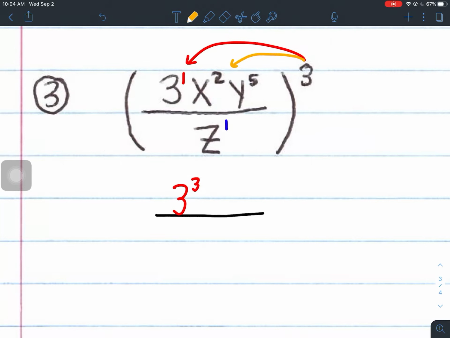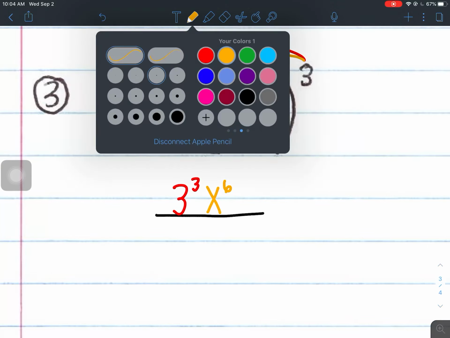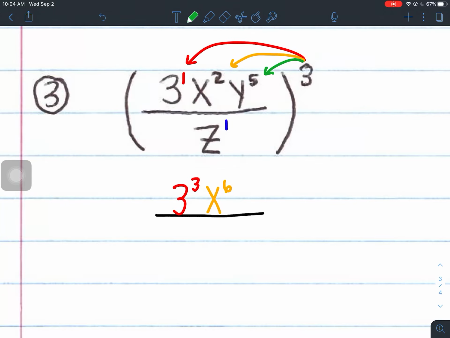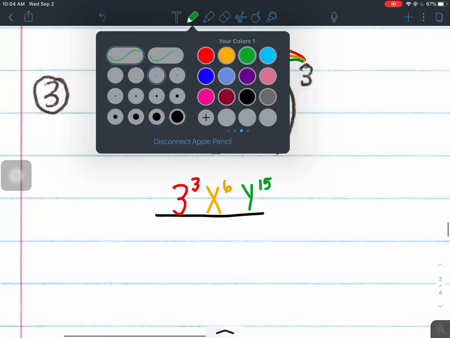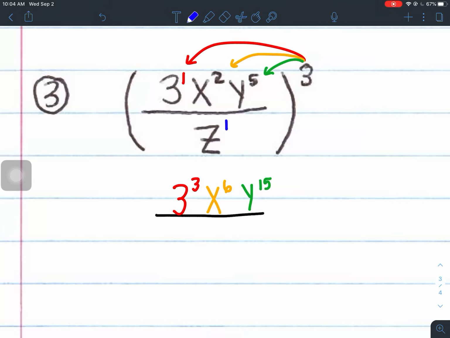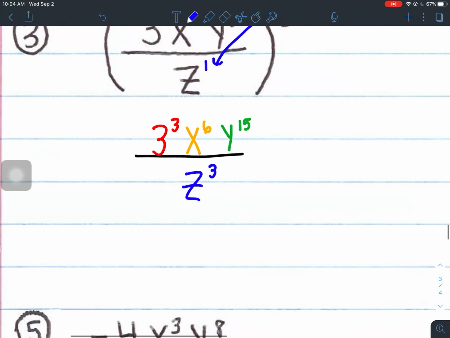All right. And then we have 2 times 3, which is 6. Remember, distributing is multiplication, so make sure you are multiplying. Okay. And then we have y to the 15th because 5 times 3 is 15. And then don't forget about that z down there. You multiply to every base. So this would be z to the third power, 1 times 3. Remember, when you're distributing, you are multiplying.